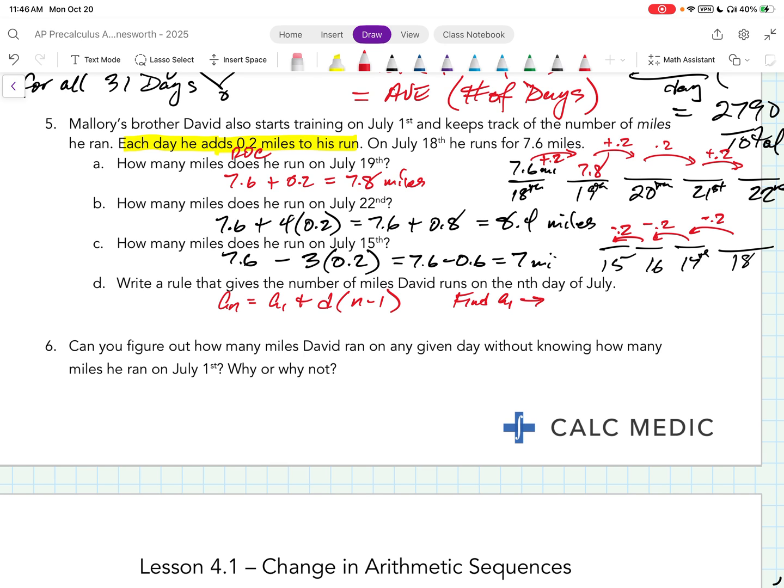Find a sub 1, which is on July 1st. So we know in the beginning that he runs 7.6 miles on the 18th. So from the 18th to the 1st, going backwards, we take 7.6 minus how many days? From the 18th to the 1st is 17 days. So 17 times the 0.2. That's 7.6 minus 3.4, and that'd be 4.2 miles on July 1st.